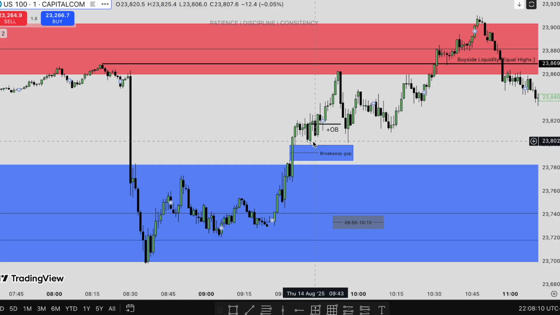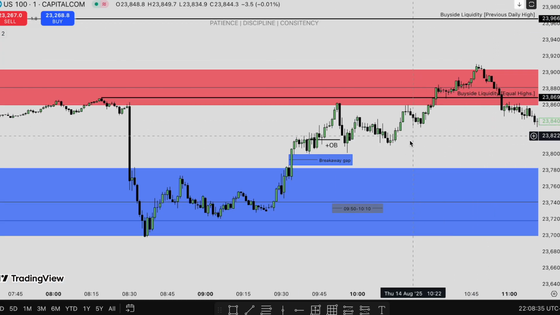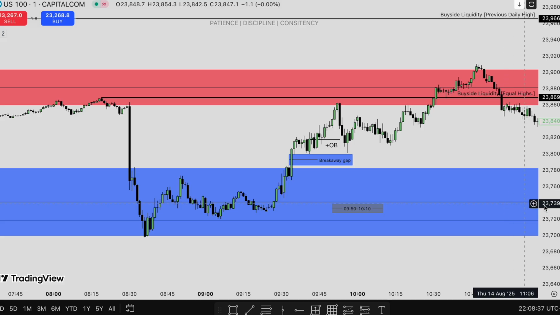So I executed a long right here. I think right here, that's where I executed a long. And I was okay with taking a long here because even if price had to trade down, my stop loss was placed here. The reason why I entered early is because sometimes price can just run without you, right? Price can just draw for your buy side liquidity without giving you entry.